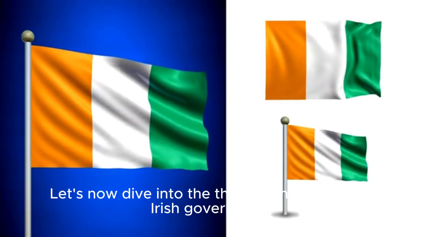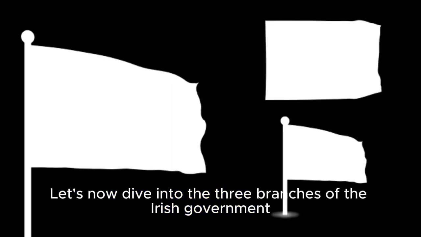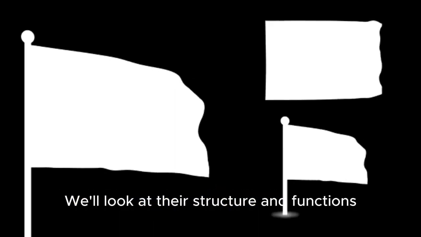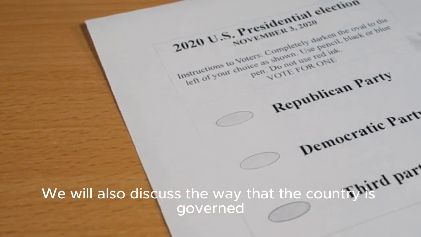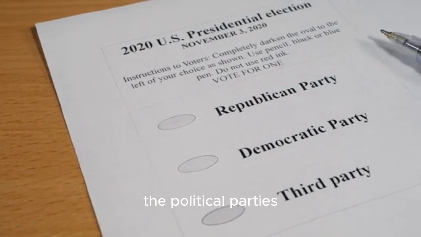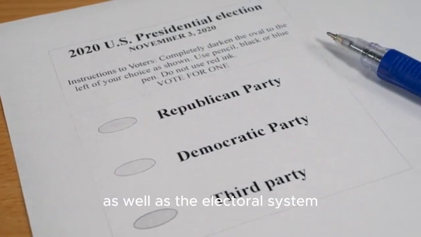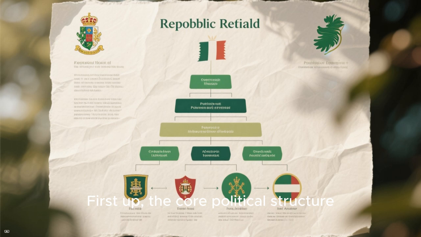Let's now dive into the three branches of the Irish government. We'll look at their structure and functions. We will also discuss the way that the country is governed, the political parties, as well as the electoral system. First up, the core political structure.